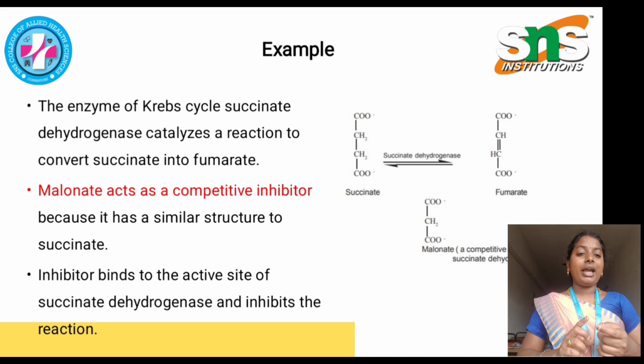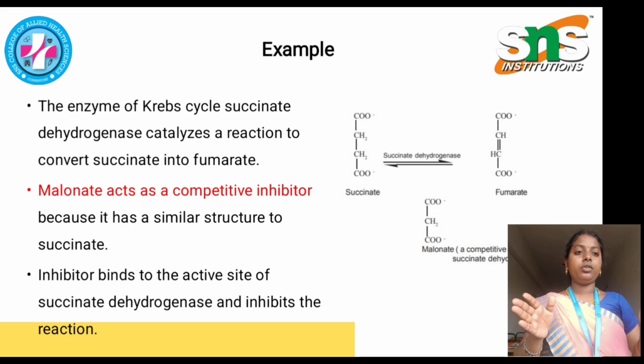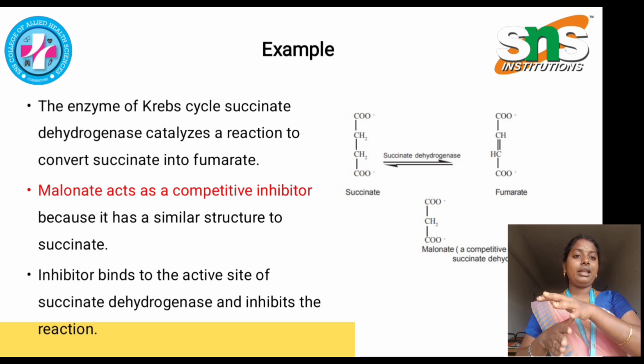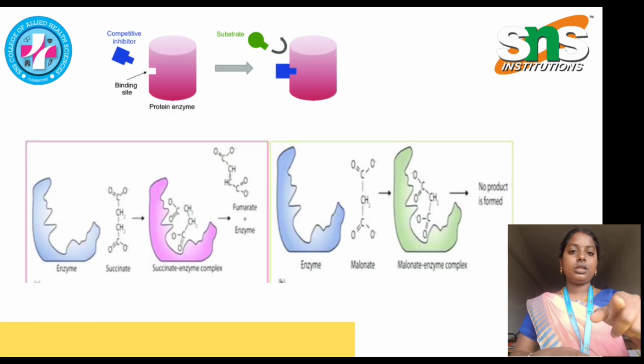Here malonate binds to the succinate dehydrogenase enzyme in the Krebs cycle reaction. Succinate is converted into fumarate with the help of succinate dehydrogenase. In succinate's place, malonate binds, so fumarate is not formed and no product is made. Malonate acts as a competitive inhibitor because it has a structure similar to succinate. It binds to the active site of succinate dehydrogenase and inhibits the reaction, so no fumarate is formed.